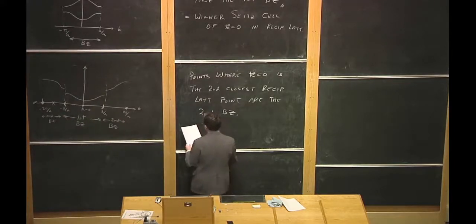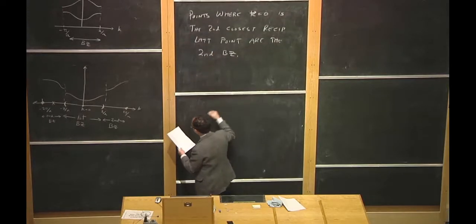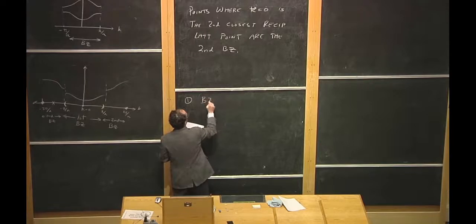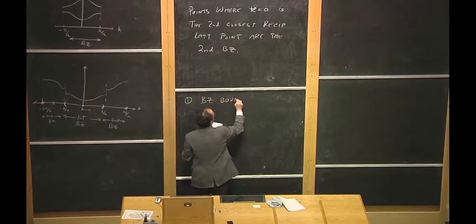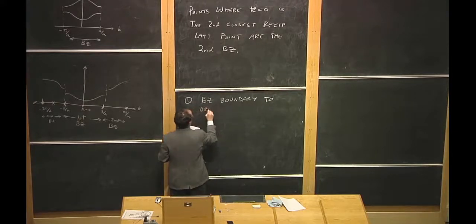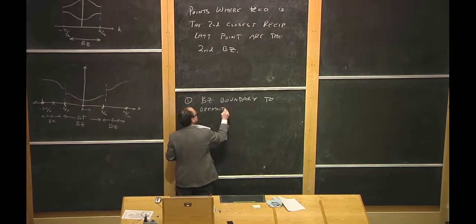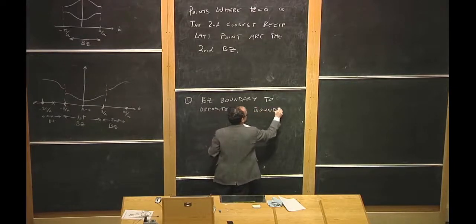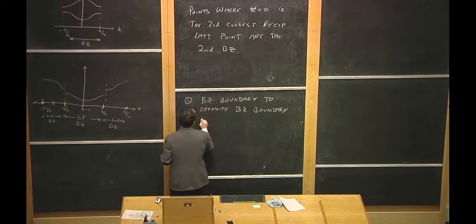So a couple of notes about these definitions. First of all, one, the Brillouin zone boundary to the opposite BZ boundary is a reciprocal lattice vector.